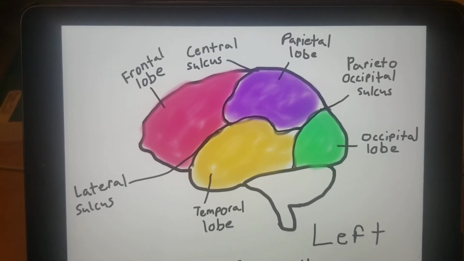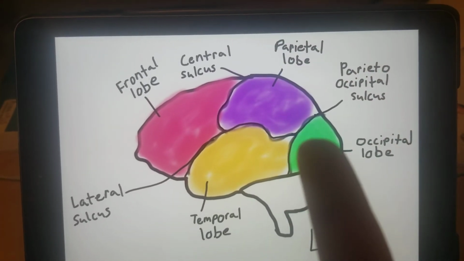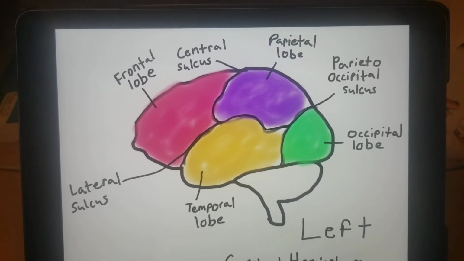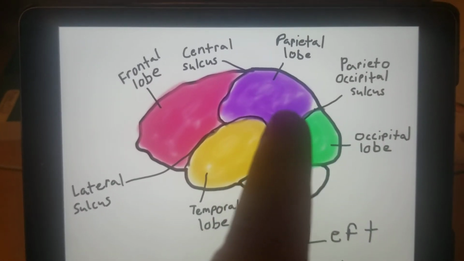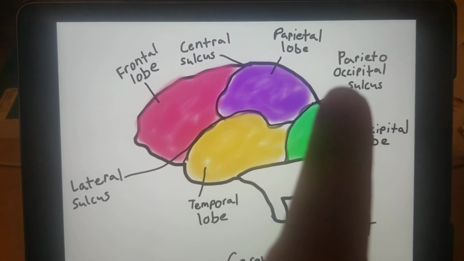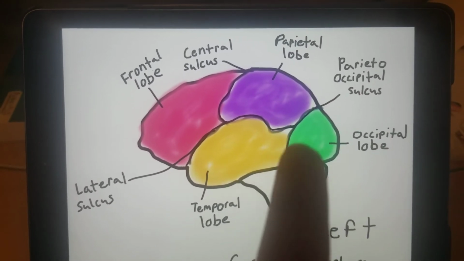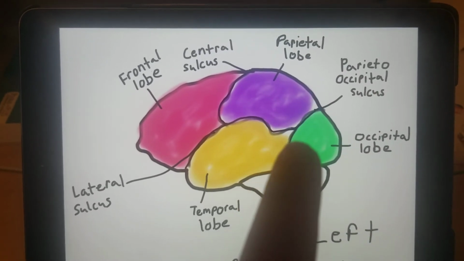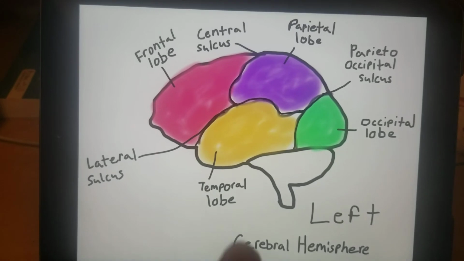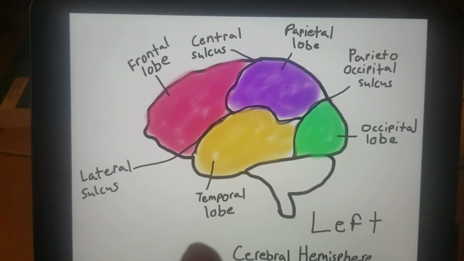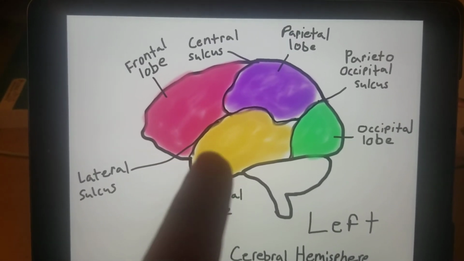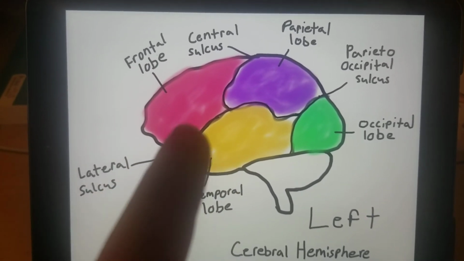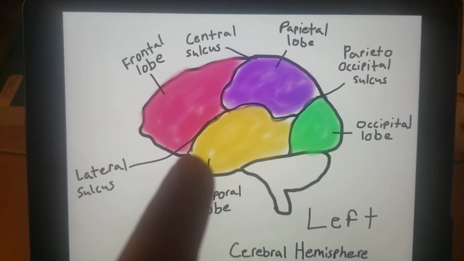And in the back here in the green, we have the occipital lobe, and it is separated from the parietal lobe by this fancy term called the parieto-occipital sulcus, that line right here. Again, it's just a clear line that separates the two created by a fold. And then at the side here in the yellow, we have the temporal lobe. And then the temporal lobe is separated from the frontal lobe by this lateral sulcus, or just this line on the side here.